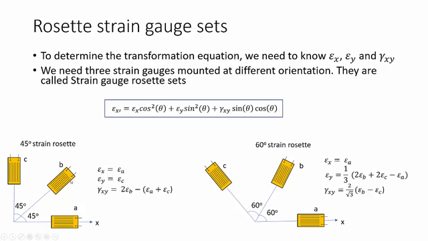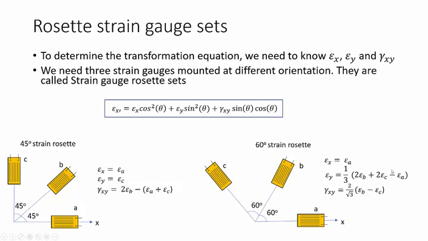Okay, so now we are going to use the value of strain gauge B. If we substitute theta equal to 45, we can get an equation like this. This helps us to solve the shear strain gamma xy equal to 2 times epsilon B, that's the reading from strain gauge B, minus epsilon A plus epsilon C.